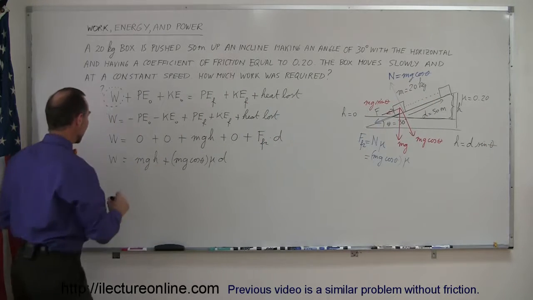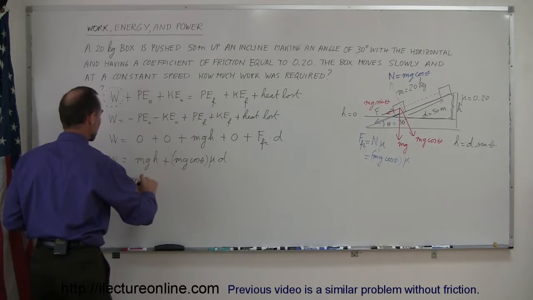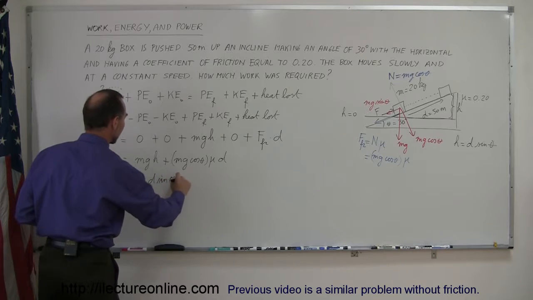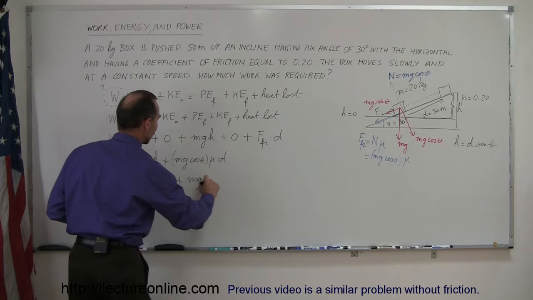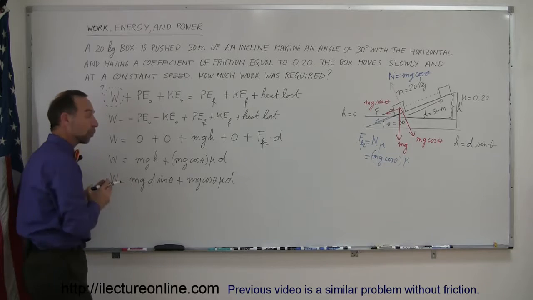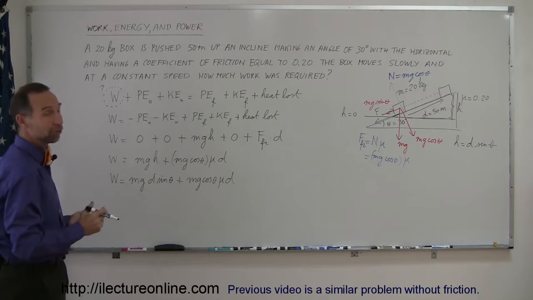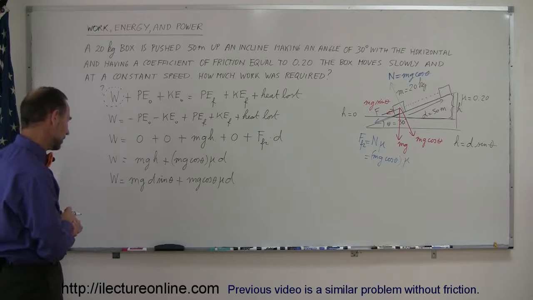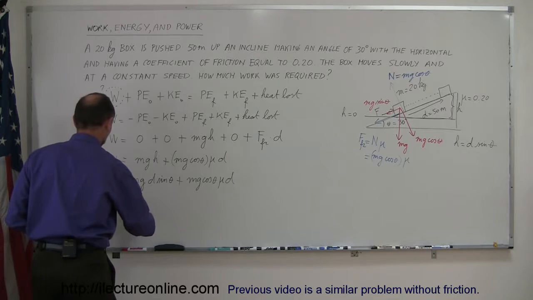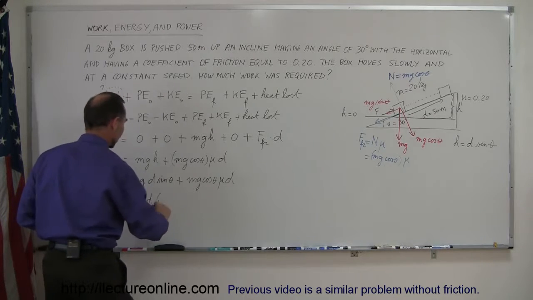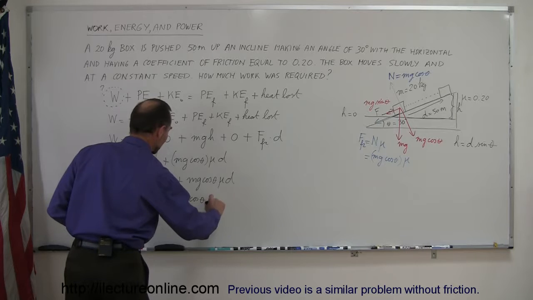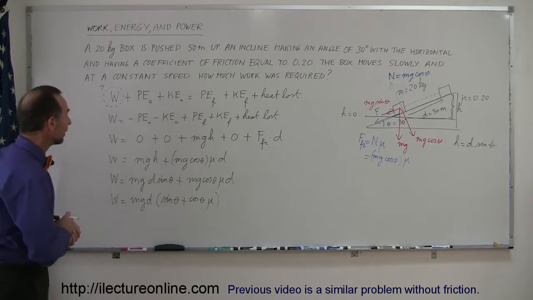We plug that in here for height. So we can say that the work done is equal to mg times the height, which is d sine theta, plus mg cosine theta mu times d. And now we have an equation that will allow us to calculate the work done to push the block up the incline. All we have to do now is plug in the numbers, although when you look at it, there's an m, a g, and a d. That's all the same in both terms, so let's factor that out. The work done is equal to mgd times the first term. We have a sine of theta left over, and in the second term we have a cosine of theta times mu left over. Makes it a little bit easier to figure out the numbers.